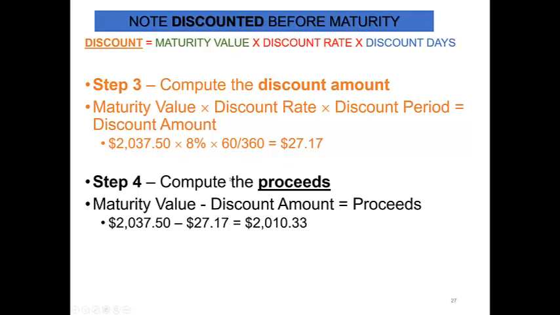What we have to do is calculate the proceeds from this note. So we had a note worth $2,037.50. The bank is keeping $27.17, so they're going to issue us a check for $2,010.33. So they're buying this note for $2,010.33.